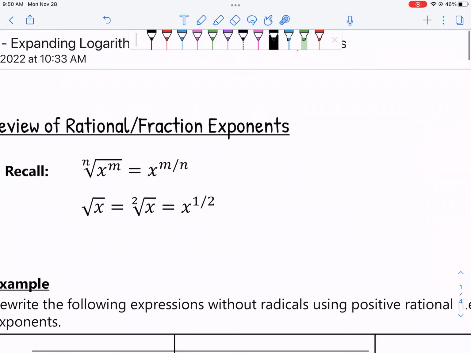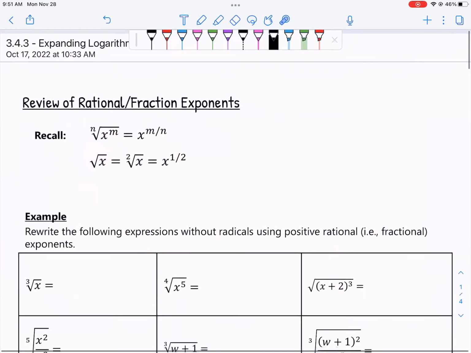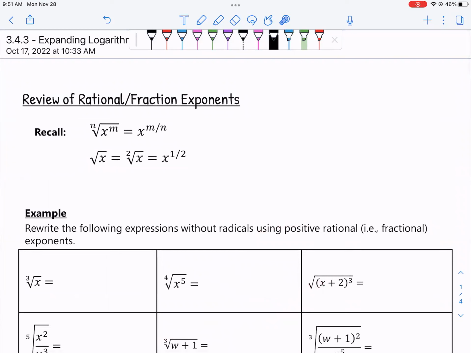When you have something like the nth root of x raised to the m, the way we rewrite this radical as an exponential is by taking the power, and that becomes the numerator. So the power on the inside becomes the numerator of the exponent, and then the root becomes the denominator of the exponent. We're going to do some examples. You'll see several examples down here.